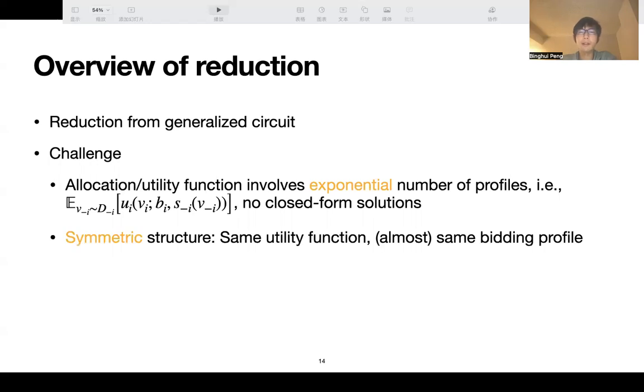The second challenge is that in the common prior setup, the game is highly symmetric. Agents have very simple and also the same utility functions, and each player almost faces the same bidding profile except removing itself. So from a high level, our conceptual solution is to try to make things simple and linearize everything.